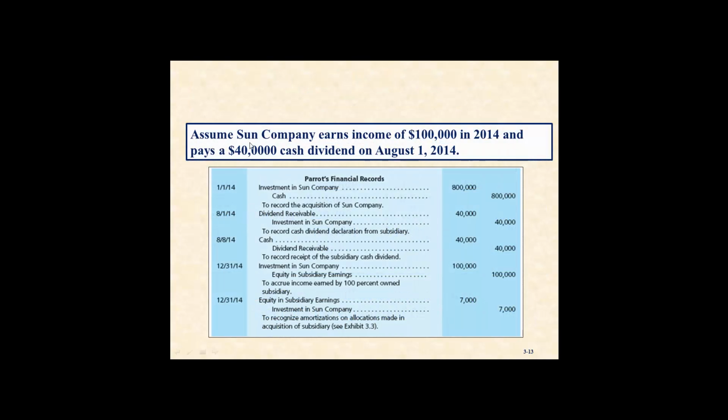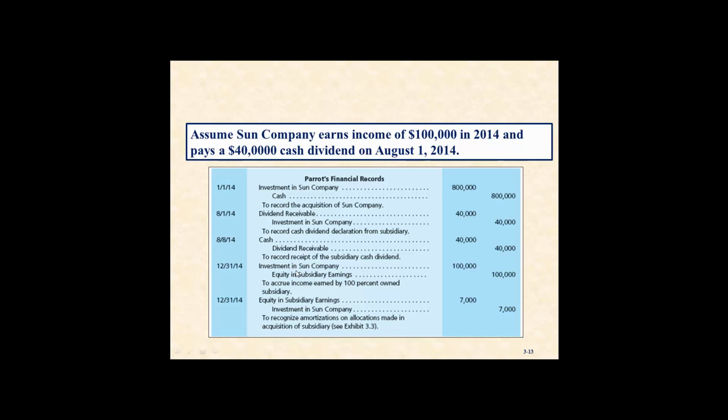Here's what it would look like, assuming that Sun Company earns $100,000 in 2014 and pays a cash dividend of $40,000 on August 1st. So you would record the investment on the parent's books: debit Investment in Sun Company, 800,000, credit Cash, 800,000. Then for the dividend on August 1st, debit Dividend Receivable, 40,000, and credit Investment in Sun Company. So you're going to reduce this investment account by the dividend. Then on 8/8, debit Cash as they received the money, and credit Dividend Receivable. So they're going to get rid of the receivable.